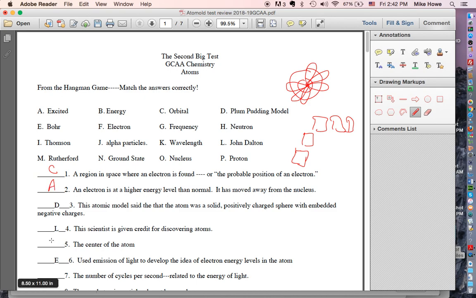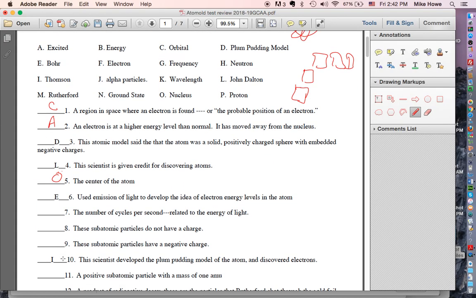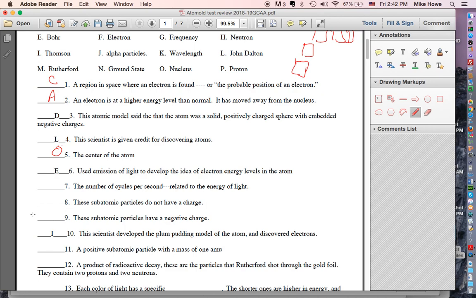The center of the atom, I think we all know, is a nucleus. And the nucleus would be O. Remember, I gave you these answers because you don't need to know those. You can tell I'm on hold here.